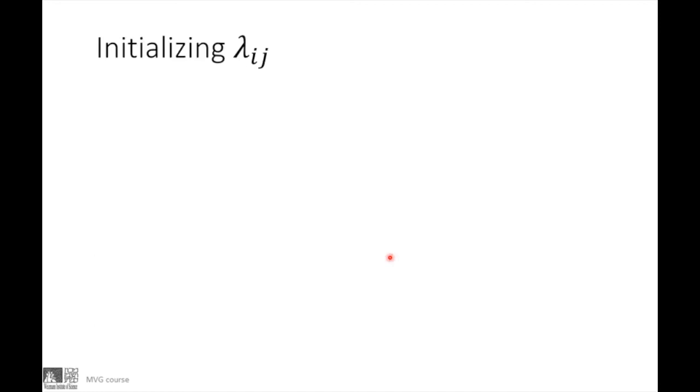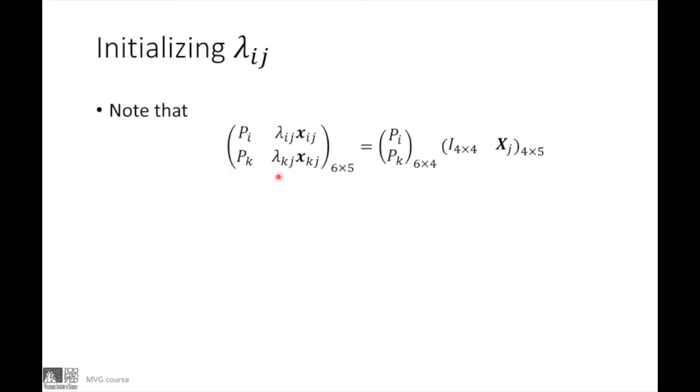Okay, so we will look at a matrix that is similar to the previous one, but slightly different. Given 2 cameras, Pi and Pk, we have a 6 by 5 matrix now. Pi, Pk, that's 3 by 4 each of them. And the last column will be Xij lambda ij and Xkj times lambda kj. So these are 2 projections of the same jth point, the same point.